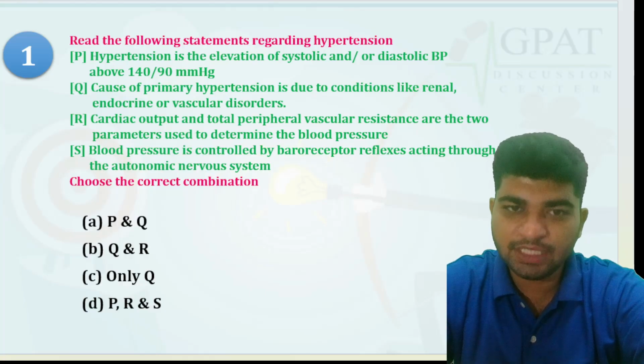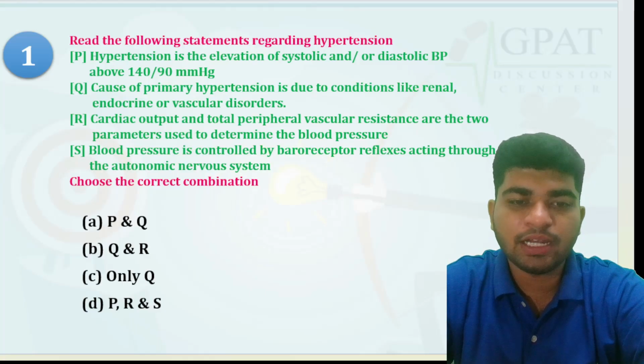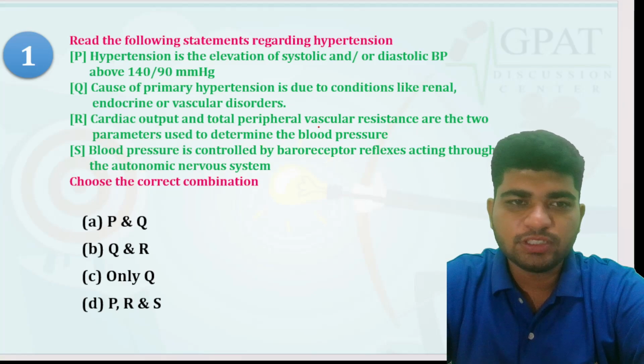The first option is P and Q, the second option is Q and R, option C is Q only, and option D is P, R, and S. You have 10 seconds to answer. Answer wisely. Okay, so let's move to the explanation part.